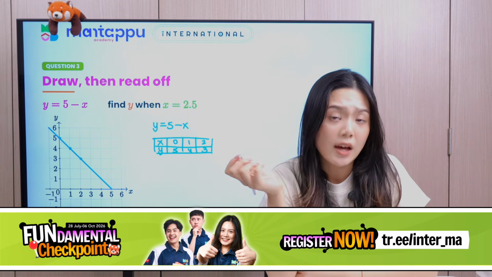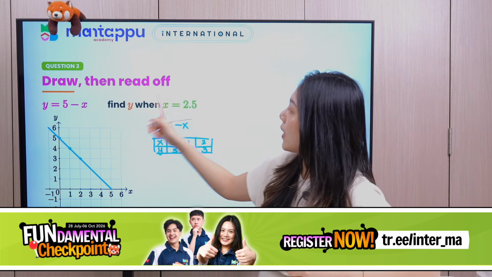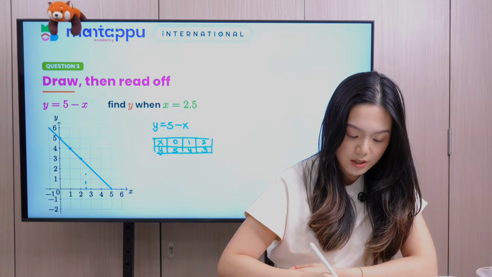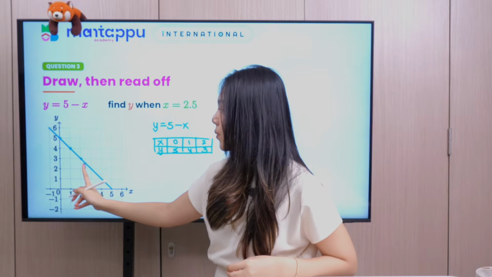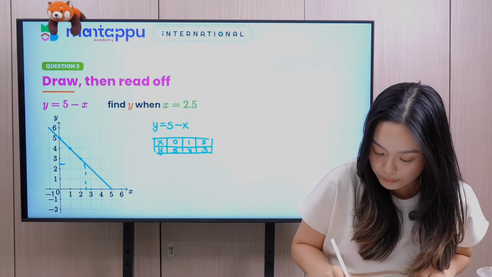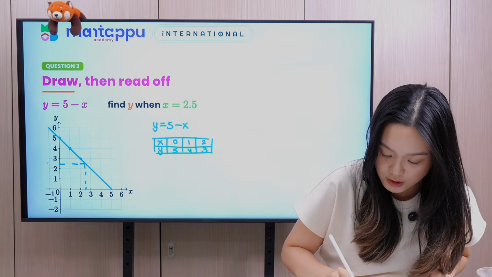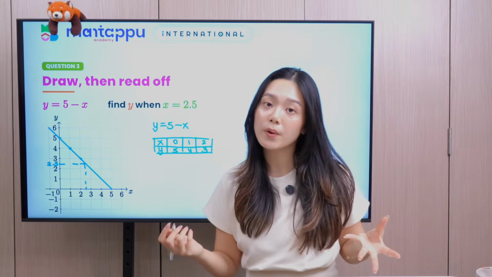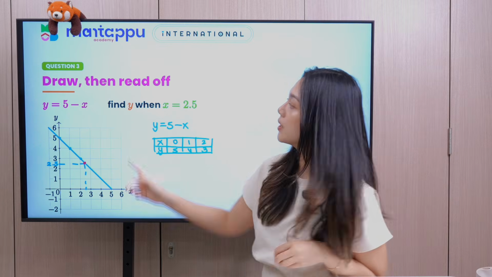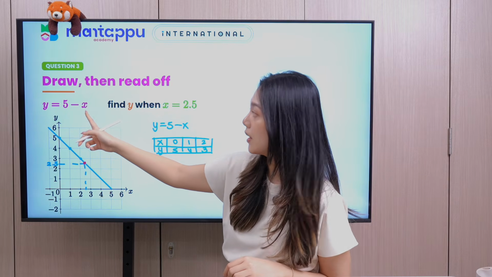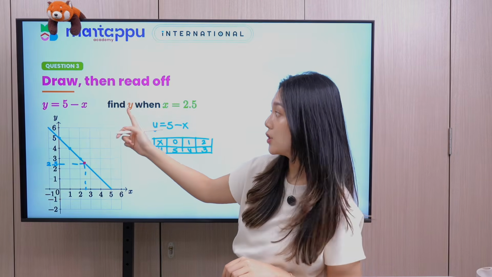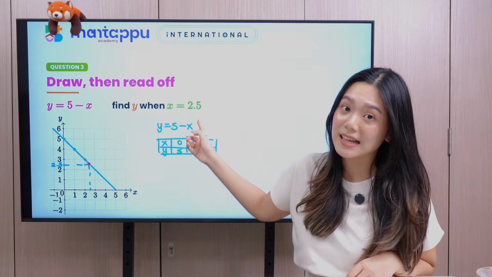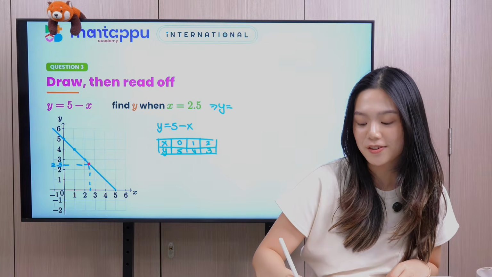Are we done? No, we're not, because the question is still asking you to find y when x is equal to 2.5. 2.5 will be this point here. So we just draw a straight line and we see where it connects at the y. So here we can see that it is actually 2.5. That means when x is equal to 2.5, y is just 2.5. You can also verify your point by substituting in x equals 2.5 in this equation. Then you have 5 minus 2.5, which is also 2.5. So that means our point here is correct. And our final answer here will be y is equal to 2.5.